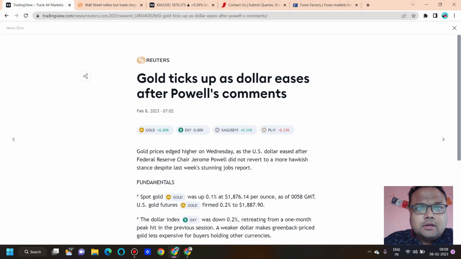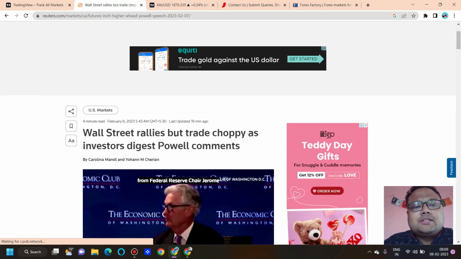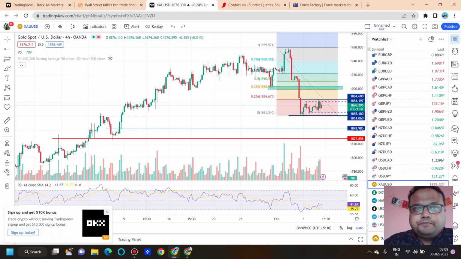Okay. Gold ticks up as dollar eases after Powell's comments. Gold prices edge higher on Wednesday as the US dollar eased after Federal Reserve Chair Jerome Powell did not revert to a more hawkish stance despite last week's stunning jobs report. Wall Street rallies but trade choppy as investors digest Powell's comment.